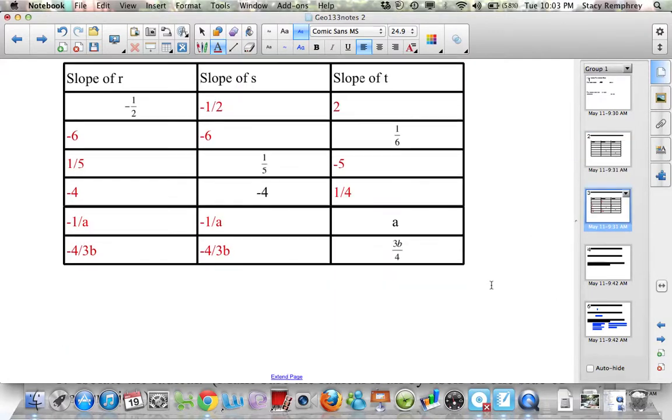Okay. And these are your answers. So R and S, since they were parallel, all of these down the line should be the same. And T should be the opposite reciprocal. So it should be the opposite sign and the fraction flipped over. So if you need to push pause to check your answers, please do so.